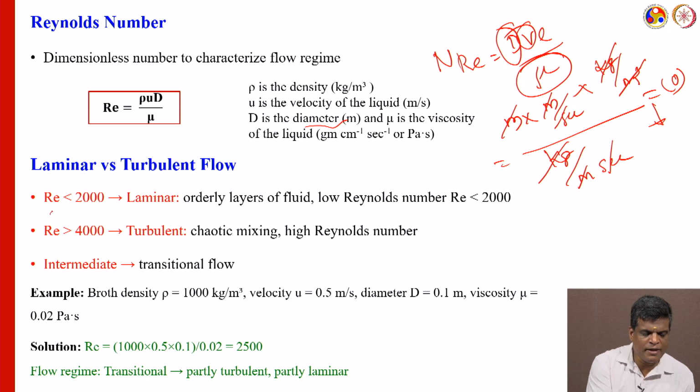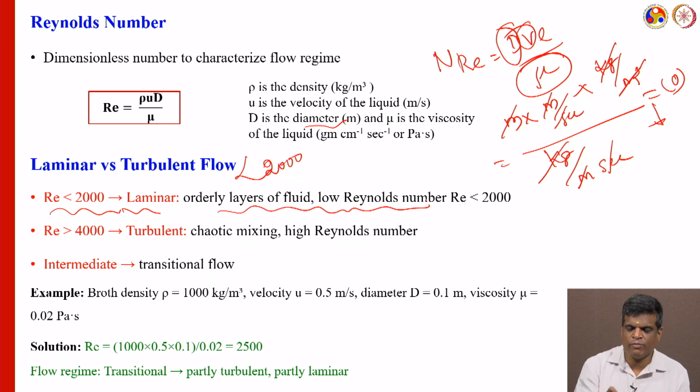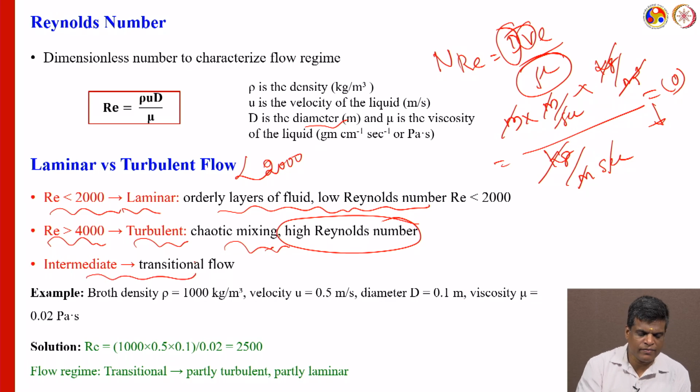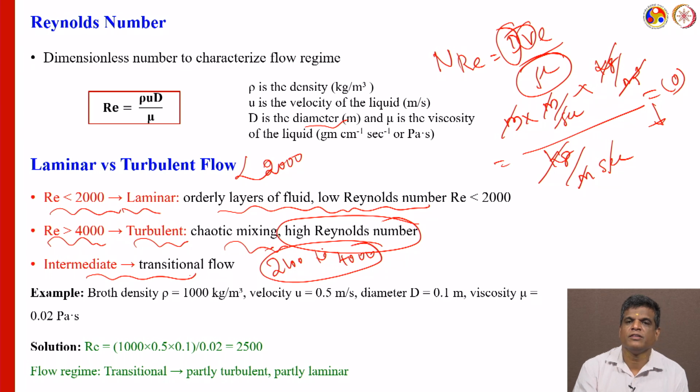So, for flow through a circular pipe, the Reynolds number is less than 2000 for laminar flow. But if it crosses above 4000, it is turbulent; it is mixing, chaos, with a high Reynolds number whenever we increase the velocity. The intermediate range is transitional flow, between 2100 and 4000. A Reynolds number in between we always call transitional flow.